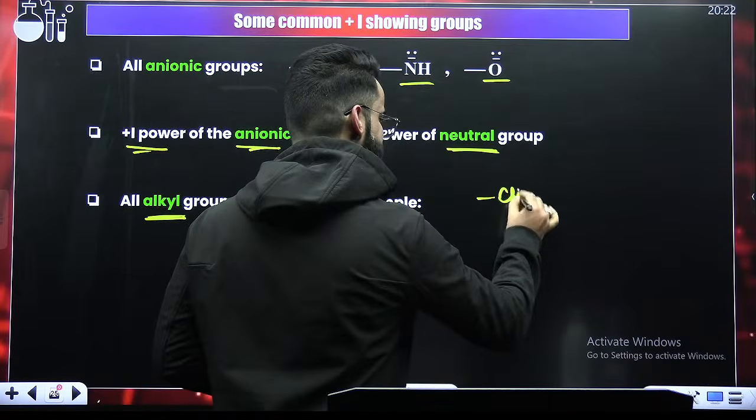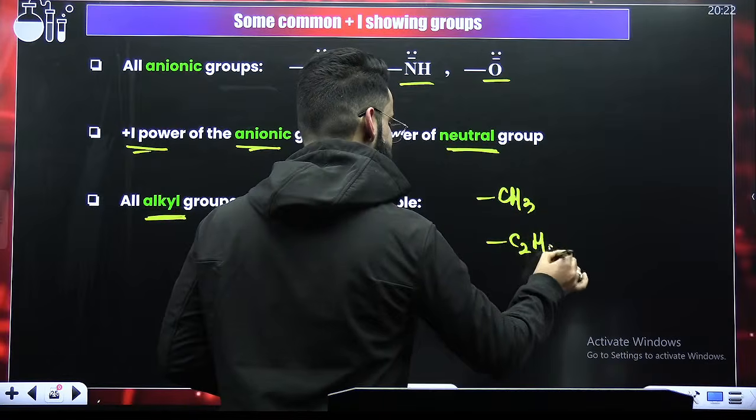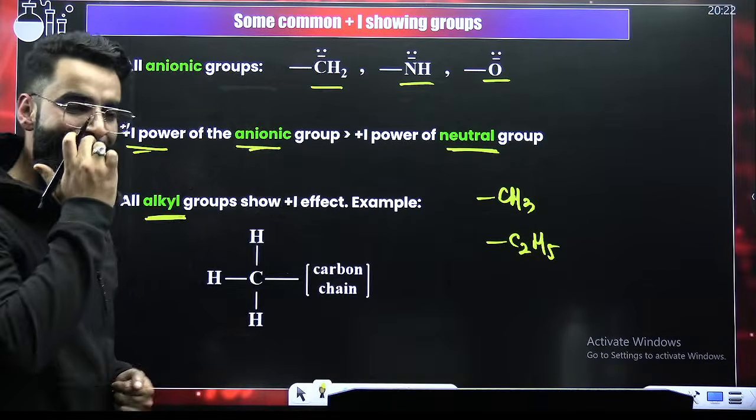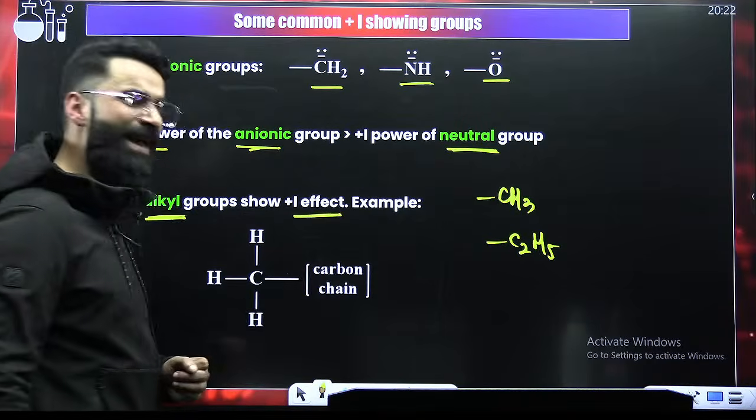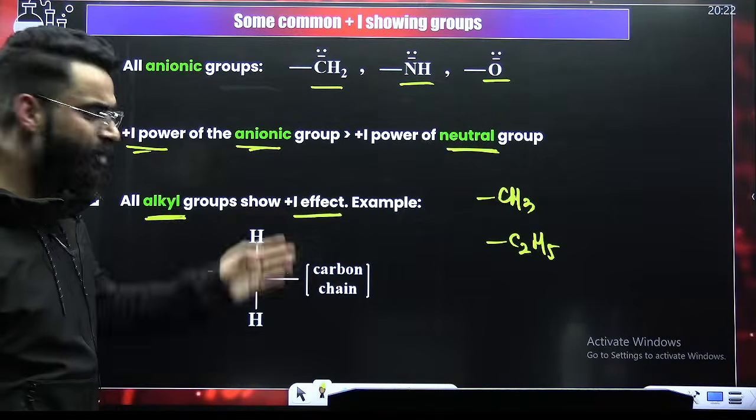Point number three, all alkyl groups. For example, this is your methyl. This is C2H5, your ethyl, right? All your alkyl groups, they are going to show plus I effect. Why is that? Why will this alkyl group show plus I effect?